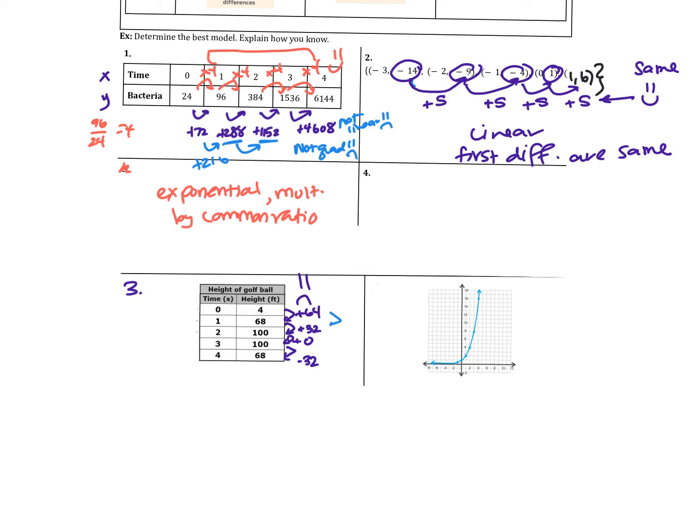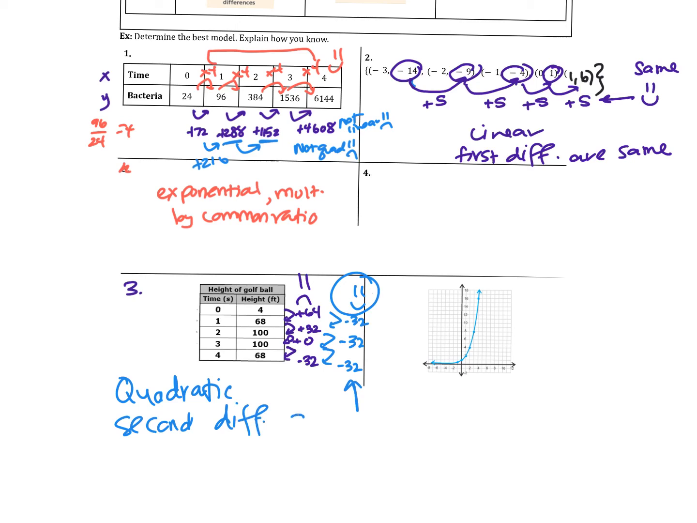Okay, hopefully you've had some time to pause the video. We're going to look now at the second difference. To get from 64 to 32, we subtract 32. To get from 32 to 0, we subtract 32. To get from 0 to -32, we subtract 32. So our second differences are the same, which makes this a quadratic model, since our second differences are the same.